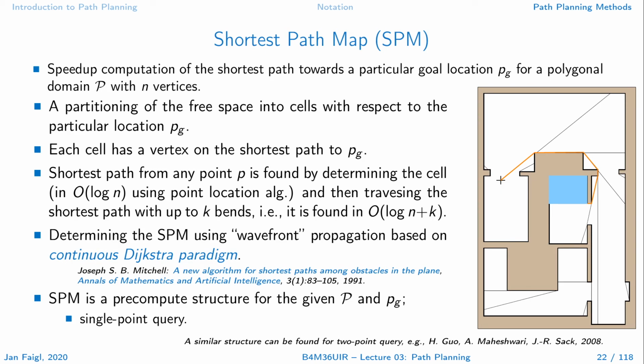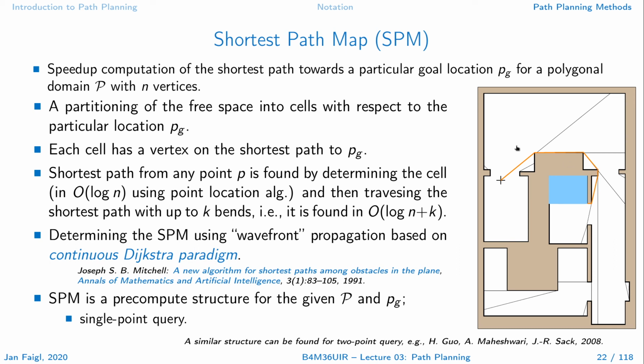One of them is the shortest path map. So here we have a location, and we can pre-compute this data structure, the shortest path map, that will provide us a quick answer to what is the shortest path from any location in the environment to that location. So, we have this shortest path map, and once we are in this cell, then we go through these vertices, right? If we are, for example, here, then we can go through these vertices.